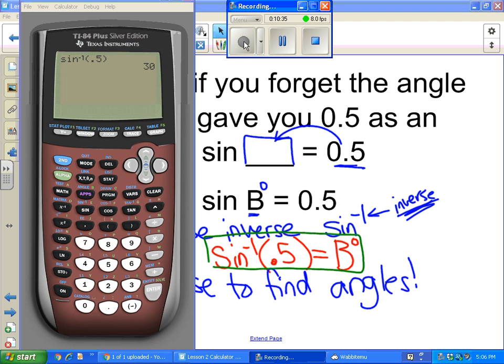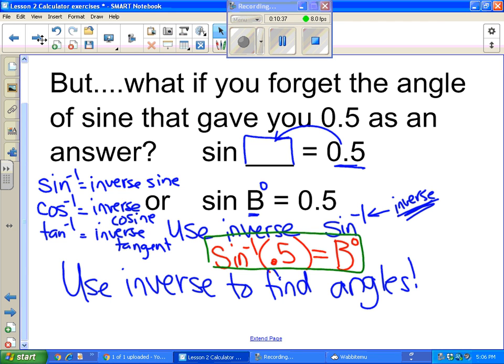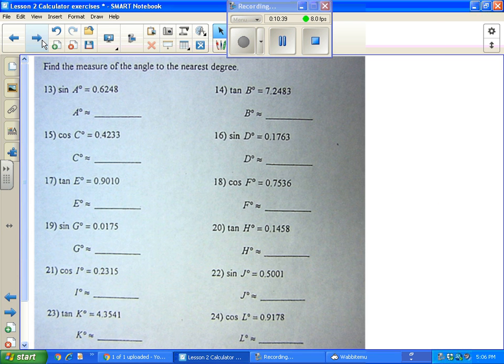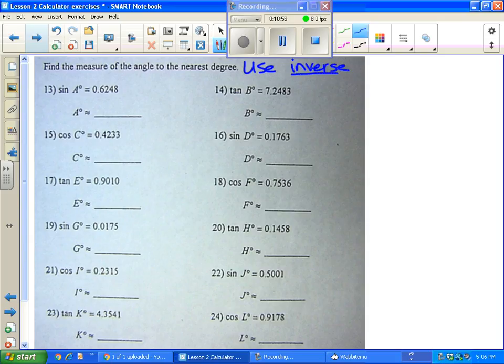Okay, let's see what it looks like when we put inverse into play. All right, after you did 1 through 12 on the second sheet that I would have given you in class, you now are getting ready to find the measure of the angle to the nearest degree. So when you are getting ready to do these, we're going to have to use what? Use inverse to find angles. Again, stating that so you don't forget.